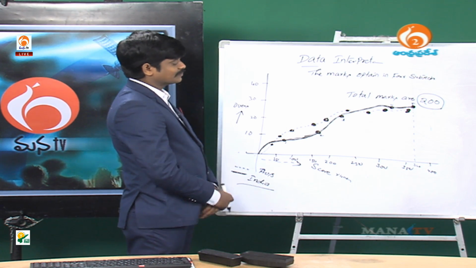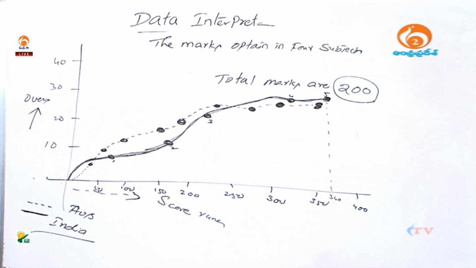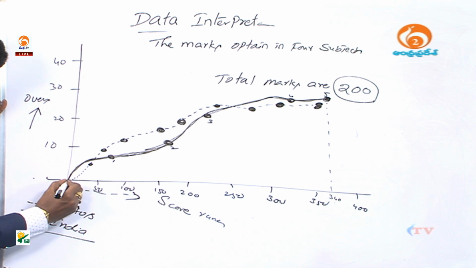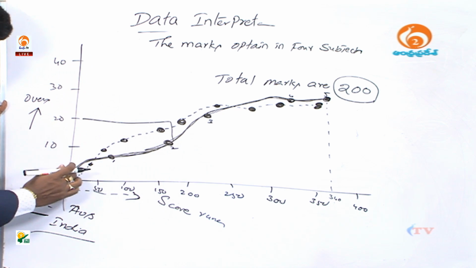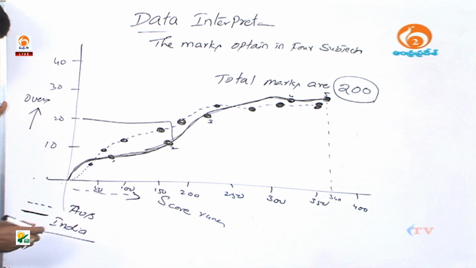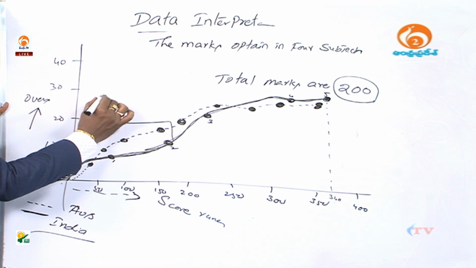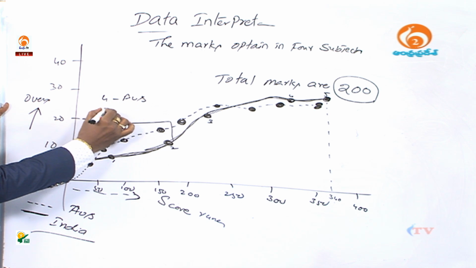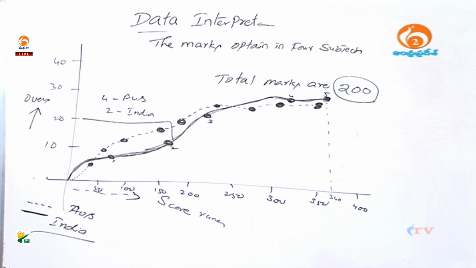Right. Next, at the time of 20 overs, which team loses more wickets? Here the dark line indicates the Indian team, and up to 20 overs means up to here. Up to here India lose only 2 wickets, but at the same time Australia lose 1, 2, 3, 4 wickets. So Australia lose more wickets.